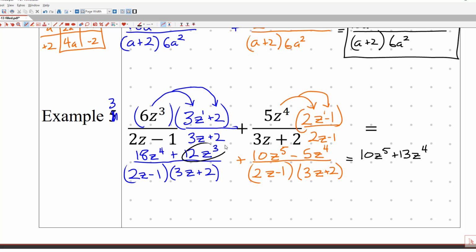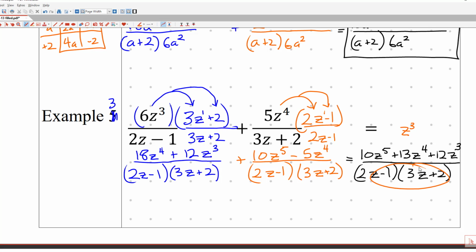And finally, the only term that I haven't used up is this 12z to the power of 3. So plus 12z to the power of 3. And that's all going to be divided by the same thing, just copying it down. So 2z minus 1, that quantity times the quantity of 3z plus 2. And I noticed that there is a greatest common factor in the numerator. I could factor out a z to the power of 3, but if I factor that out, there's nothing that's going to cancel out with the denominator, so there's nothing really I can do, and I'm going to call that my final answer.